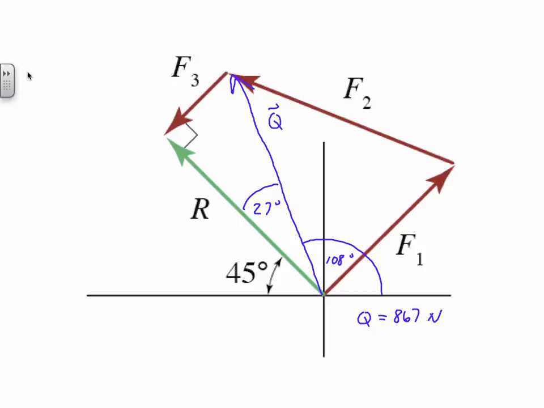And the right triangle formed from Q, F3, and R gives us F3 is equal to Q sine of 27 degrees. And plugging in Q equals 867 newtons, we find that this is 393.6 newtons.